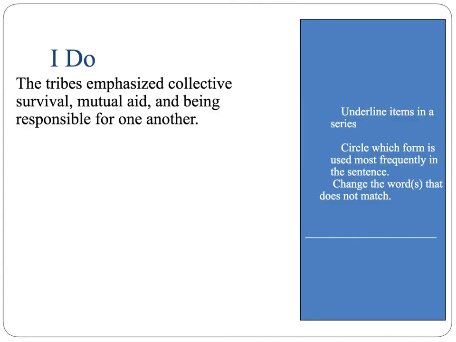The tribe emphasized collective survival, mutual aid, and being responsible for one another. So I'm going to underline items in a series. So I see my commas here, and that gives me a clue that these are probably items in a series. So I see collective survival, the collective is describing survival, so I'm going to include that. Mutual aid, mutual is describing aid, I'm going to include that. And then being responsible for one another.